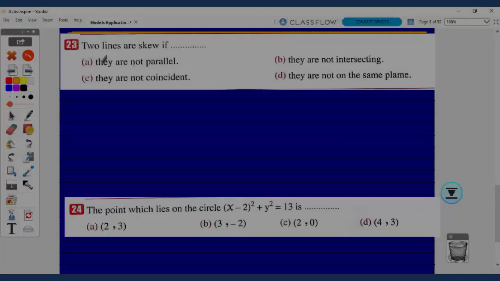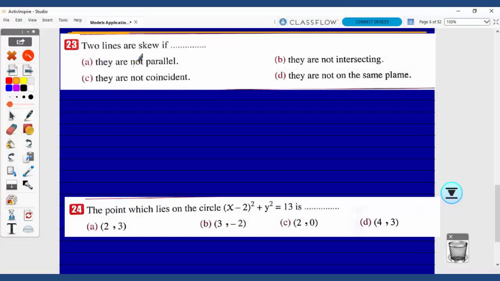Next question. The two lines are skew if they are not parallel. It's a wrong answer. They are not intersecting. Of course, no. They are not coincident. Also, it is not the answer. Two lines are skew if they are not on the same plane. So this is the solution, and we write answer is D.